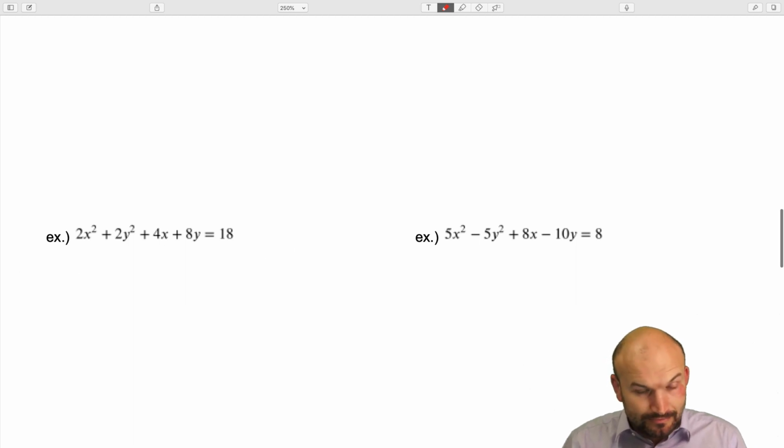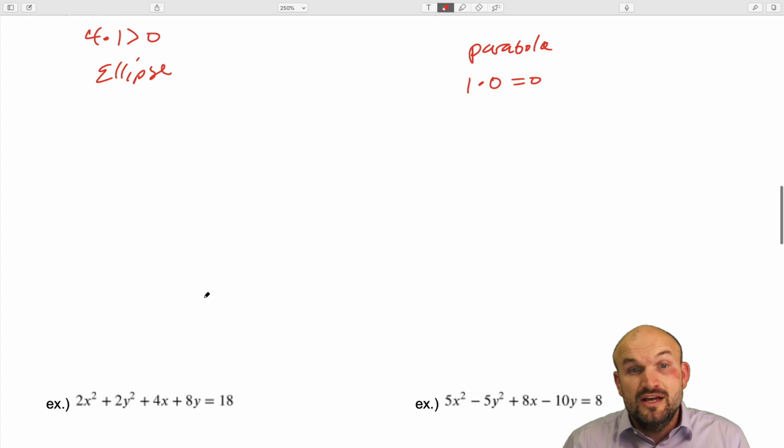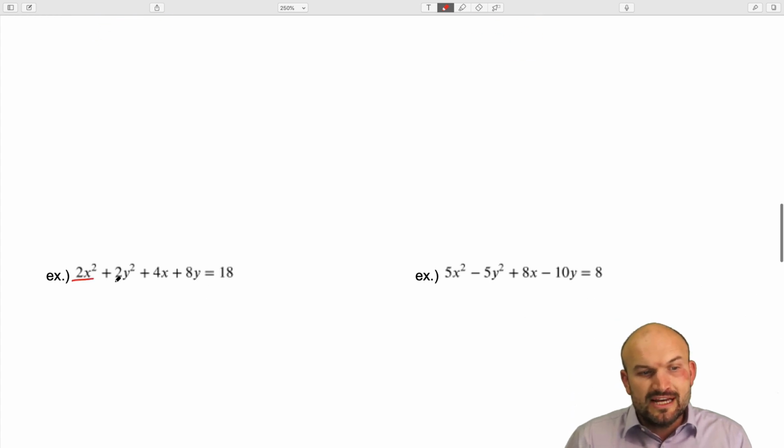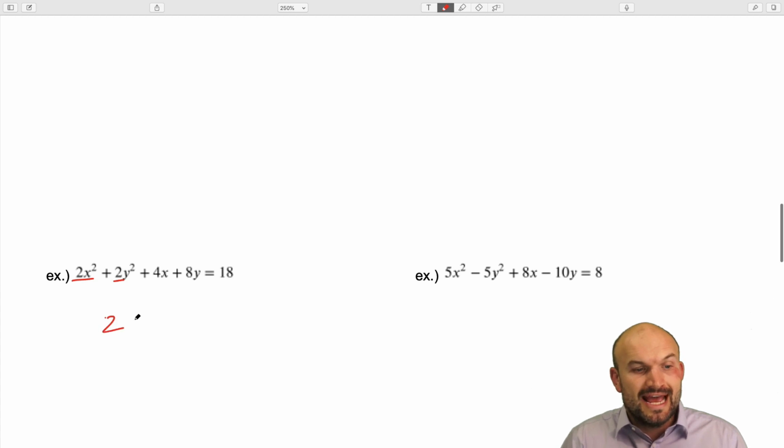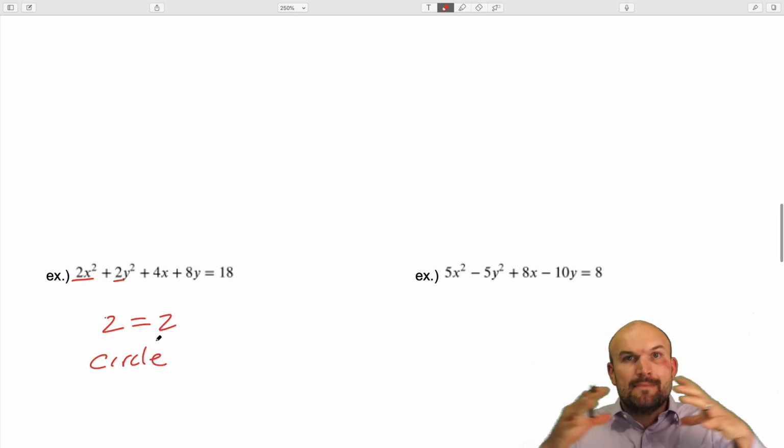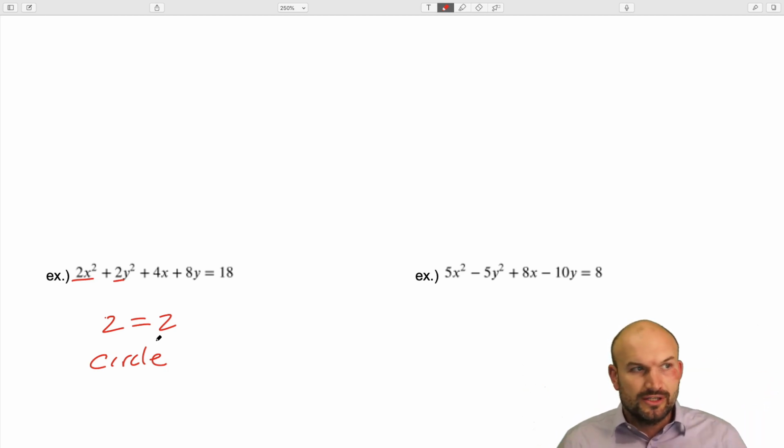For the next one, you can see that this one's positive. This one looks very similar to the ellipse. The difference here is my A and my B are exactly the same. So when you have them both positive and A is equal to B, then that's going to be a circle, because it's not being elongated horizontally or vertically.